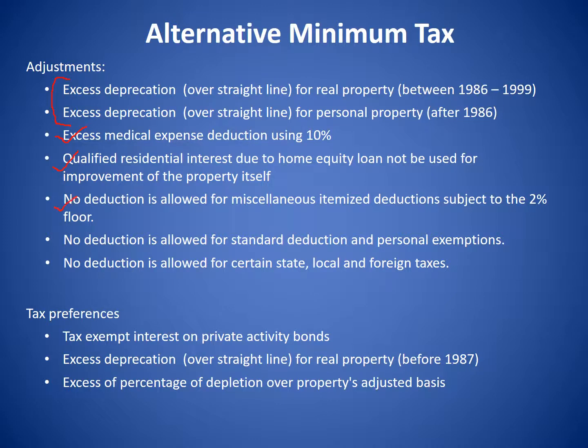No deduction is allowed for miscellaneous itemized deductions. No deduction is allowed for standard deductions and personal exemptions. No deduction is allowed for certain state, local, and foreign taxes. Also, under tax preferences, and again, these are pretty rare unless you're in a very high income area: tax exempt interest on private activity bonds, excess depreciation over a straight line for real property if it's purchased before 1987, and excess of percentage of depletion over a property's adjusted basis.